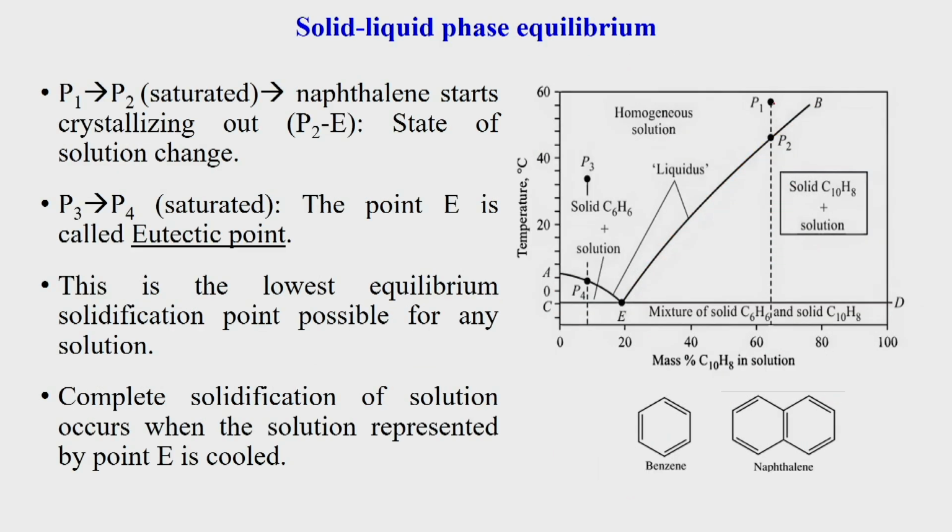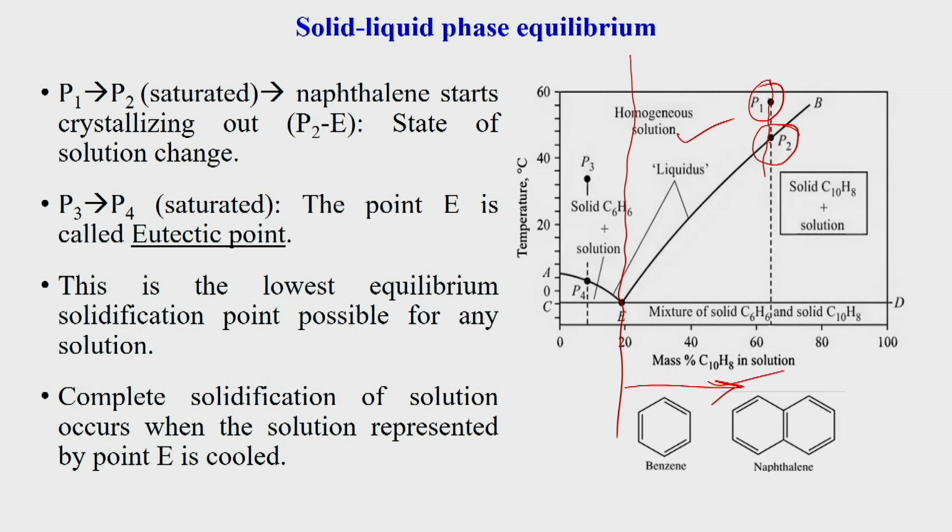Now, if we start from point P1, we will discuss one composition with more than 20% naphthalene concentration, where naphthalene is more, and one composition with less than 20% naphthalene, where benzene is more. Suppose naphthalene is more, with a composition like P1 at 60 degrees Celsius, and we decrease the temperature keeping the pressure constant. When it reaches point P2, this is the saturation point. Above this it was unsaturated, a homogeneous solution, so at point P2 it reaches saturation.